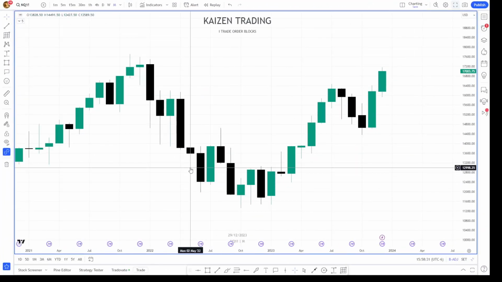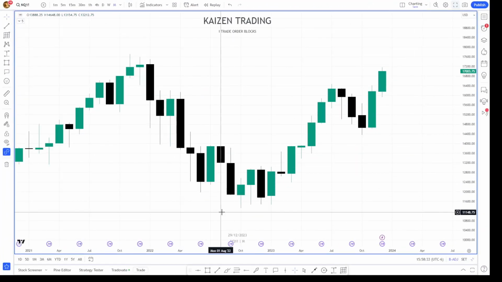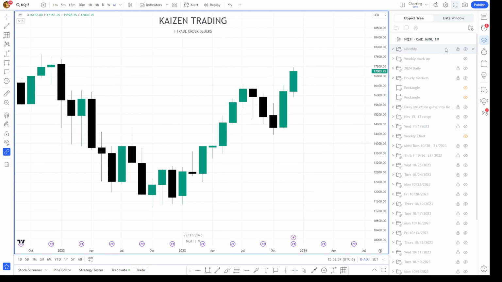Hey, welcome everybody. I'd like to start off with the monthly chart, just draw your attention to something real quick. I'm going to go over to my object tree, and you can see over here I just have monthly, weekly, daily, and hourly markers. This is what I use to mark up the charts and to find points of interest. Let's go ahead and look at the monthly real quick.